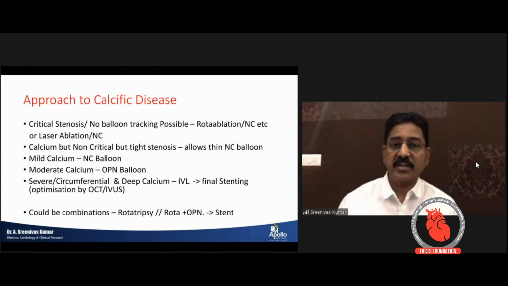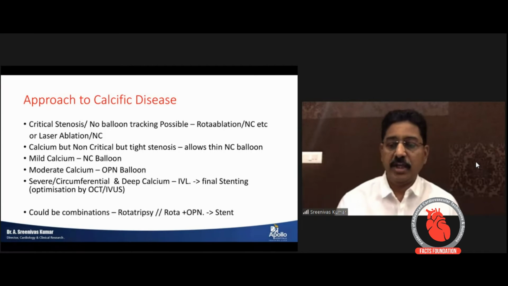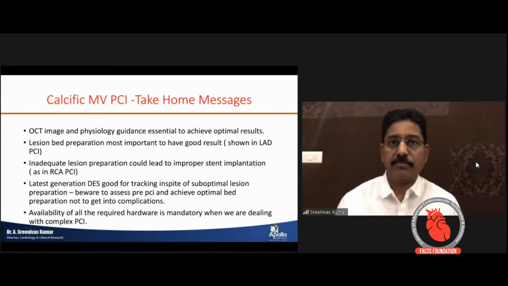But if it is a significant calcium, where the depth is more, you take the help of an IVL balloon. If it is moderate calcium, probably an OPN balloon will do the job. There could be some combinations. But what is important is to have all the required material on the shelf and do it appropriately in these patients.